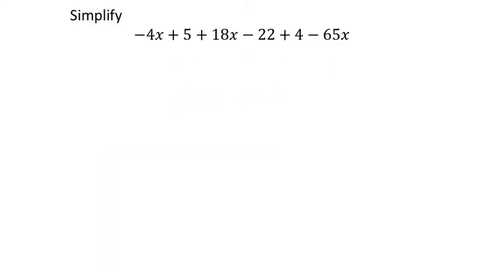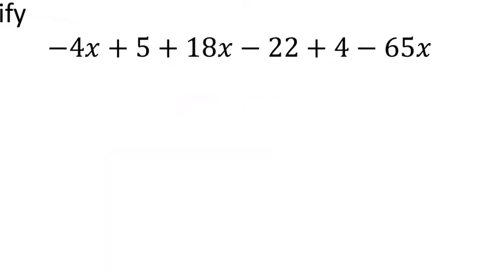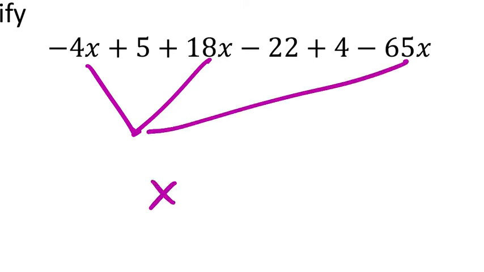So here's a big one. No problem, though. Again, there's only 2 different types of terms here. You got the x terms, here, here, and here. And you got constants, 5, negative 22, and 4. Now, like I said, I like to start from the left. So I'm going to start with the x terms. You got negative 4x's, 18x's, and negative 65x's. They're all x's. So you got negative 4 of them, positive 18 of them, and also negative 65 of them. That's just going to read as negative 4 plus 18 minus 65.